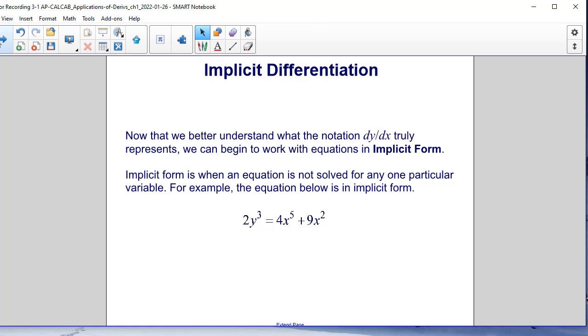For example, the equation below is in implicit form: 2y cubed is equal to 4x to the fifth plus 9x squared. In the upcoming lessons, we're going to learn how to differentiate such equations.